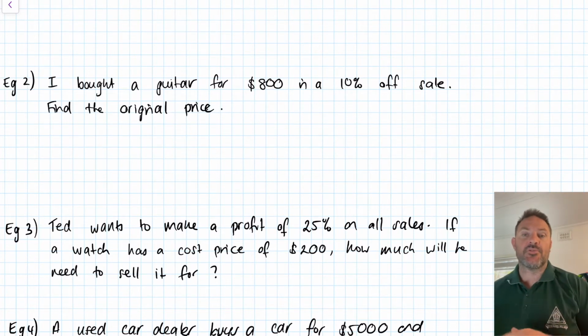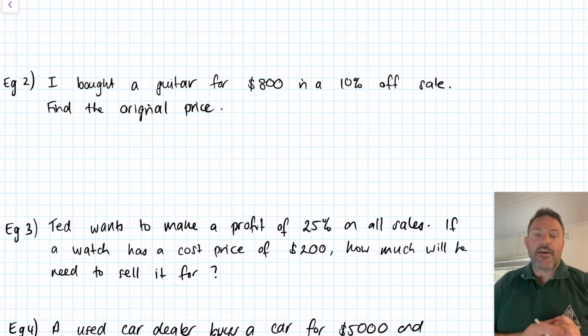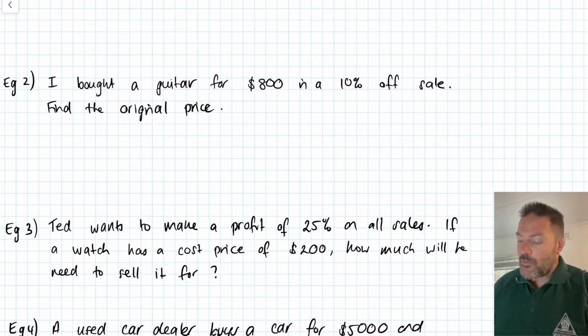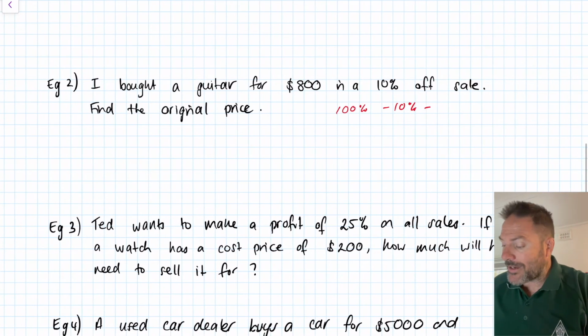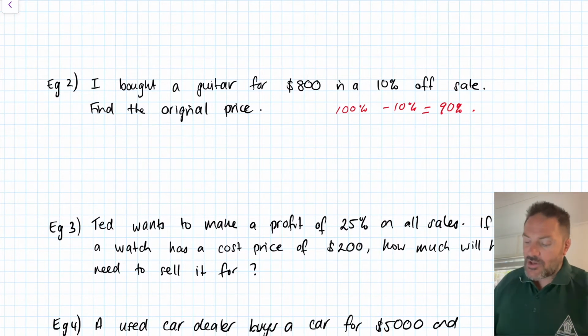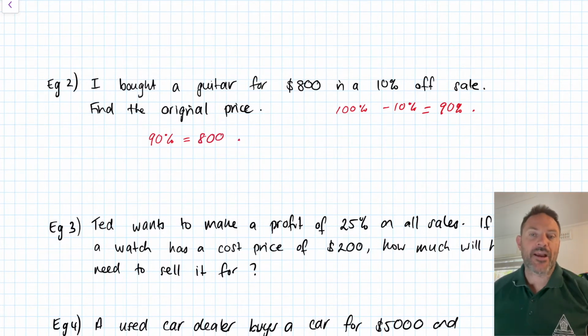Now, this is very similar to a question I gave you last lesson, and that was that reversal, that kind of unitary method style of question. So I bought a guitar for $800 in a 10% off sale, which means originally, the guitar was 100%, and that's the original price that I'm looking for. But it had 10% subtracted off the price, which means I'm currently left with 90% of the price. So that $800 represents just 90% of the price.